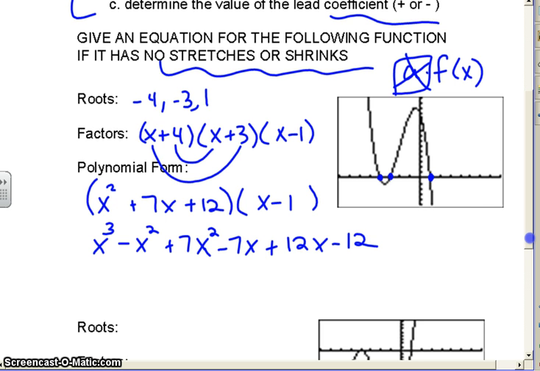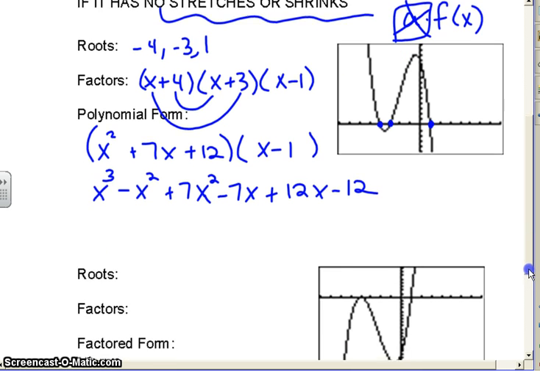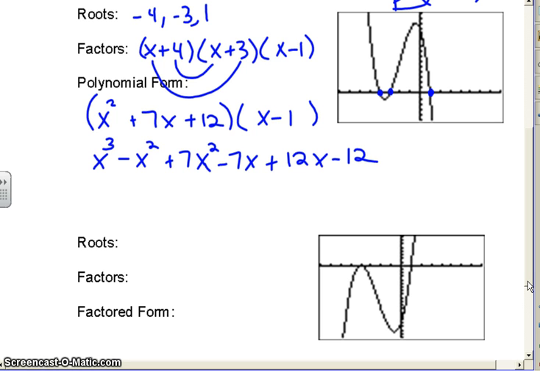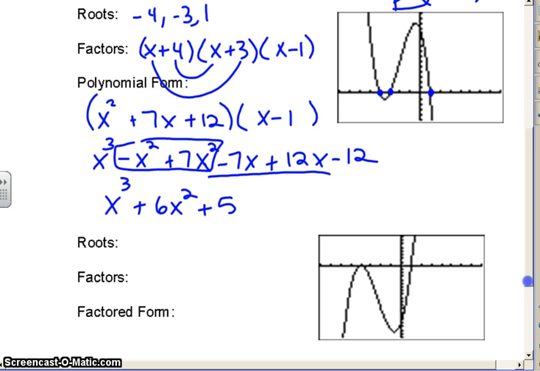And then finally just combine your like terms. So that leaves us with x cubed plus 6x squared plus 5x minus 12. So that is what you call the polynomial form of the equation. Do you guys have any questions on that?